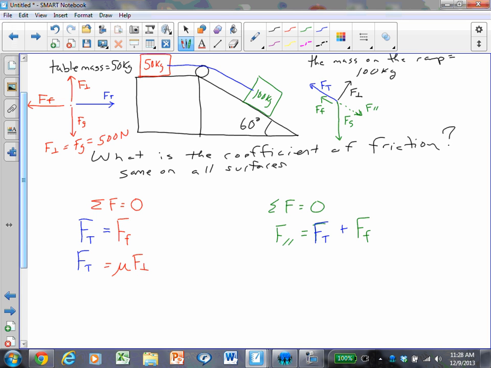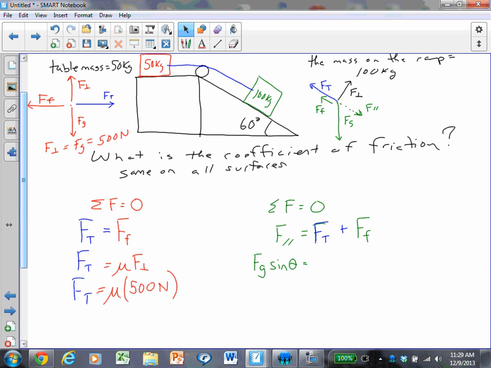F perpendicular is 500 newtons. Ft equals mu times 500 newtons. How many unknowns do I have in that equation? 2. Well, so we can't solve it, right? What's the formula for F parallel coming over here? Julia. F parallel. Fg sine theta, right? So we'll plug those in a minute. Ft, we don't know. What's the formula for friction?